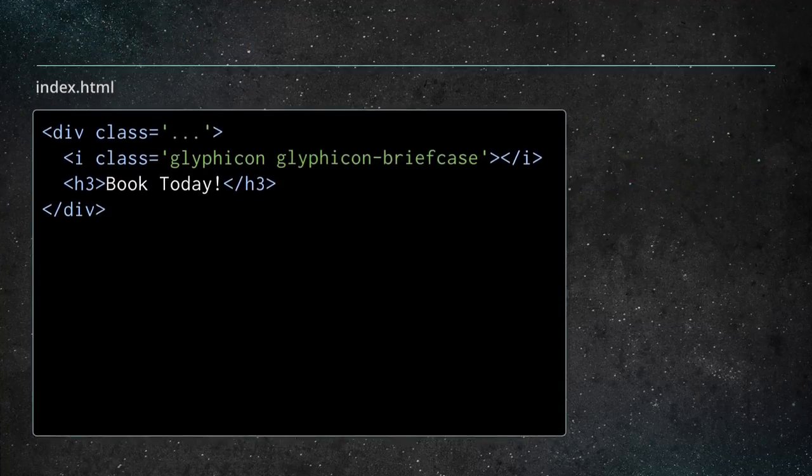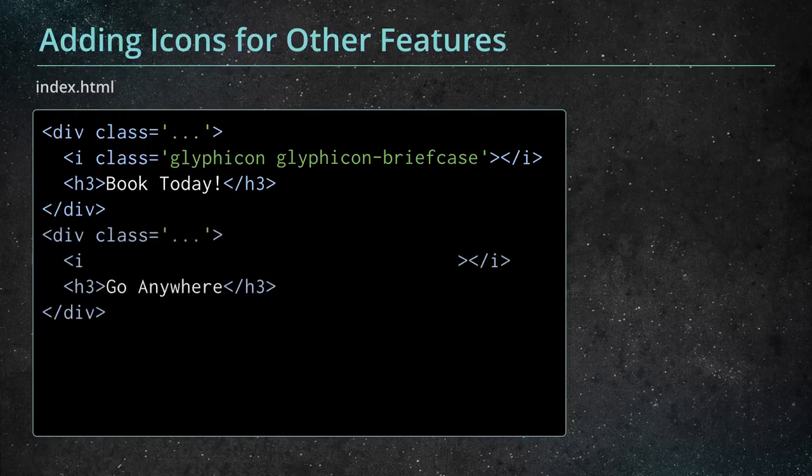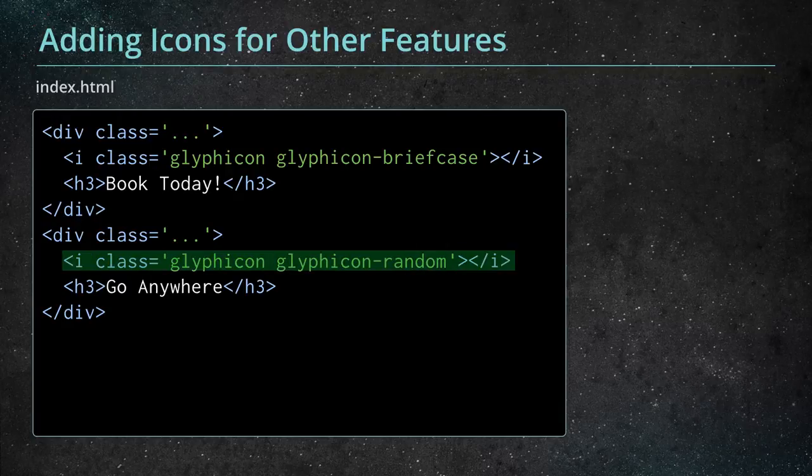Let's go ahead and add icons to our other featured items. We'll follow the same pattern as before, creating an I element for Go Anywhere and give it a class of Glyphicon. If we head over to the Bootstrap webpage, we can pick out another icon and find the associated class for it. In this case, I'm going to add the Glyphicon random class, which creates this crossed paths icon.